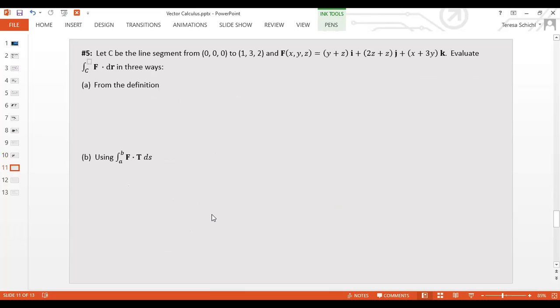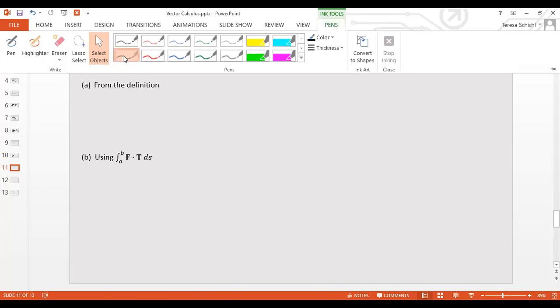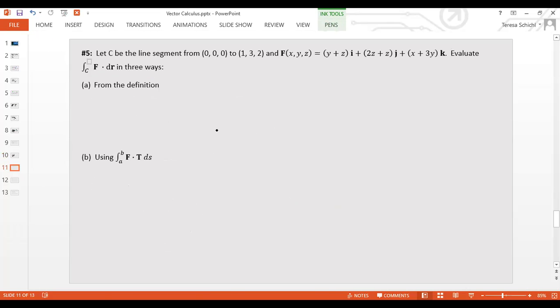For the next one, I have a line segment from (0, 0, 0) to (1, 3, 2), and this is my vector field. I'm going to evaluate the vector field integration over this line segment using the 3 definitions, and amazingly, they'll give us the same answer. The hardest one is to try to find r(t), but this one is not bad because we know very well how to find the lines.